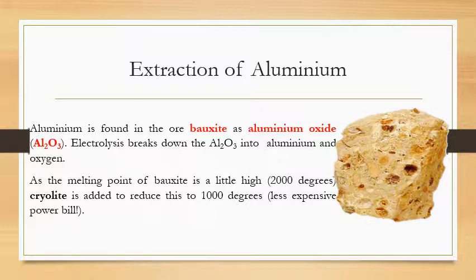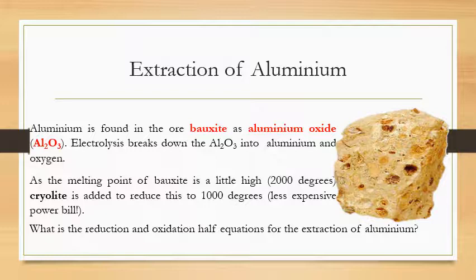Now the melting point, because the bonds are quite strong in the aluminium oxide of bauxite, is 2000 degrees. So what happens is they add a chemical called cryolite, and this reduces it to about 1000 degrees Celsius, and it reduces the amount of energy required in terms of electricity to melt the associated bauxite. So what are the reduction and oxidation half equations of the extraction of aluminium? We're going to look at that now in the next slide.